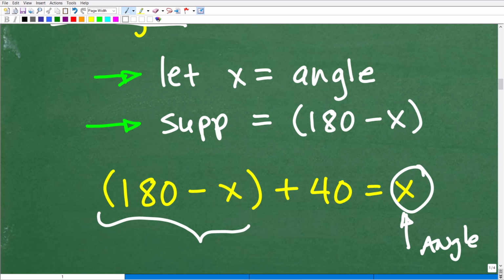Well, where's the supplement of this angle? It's right here. This is the supplement. But the angle is 40 degrees larger than the supplement. So 40 degrees larger than the supplement is 40 plus this expression, which represents the supplement. That is the angle. So this is another confusing part of this equation.